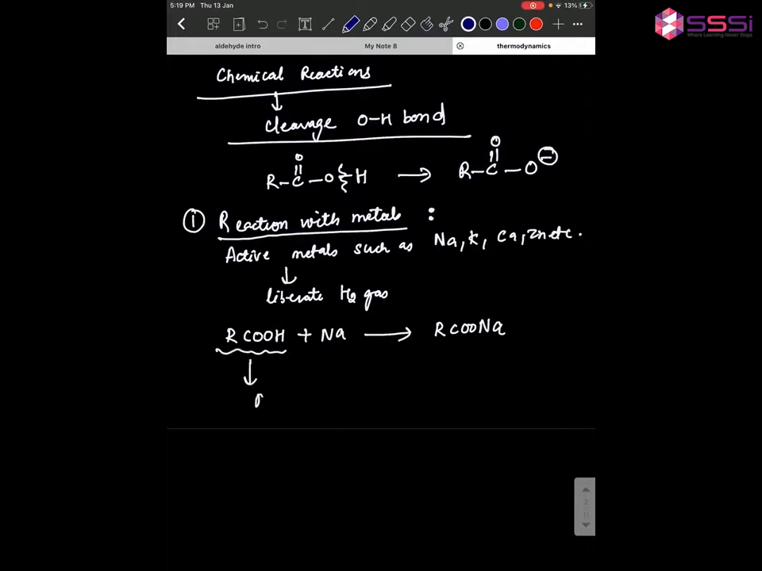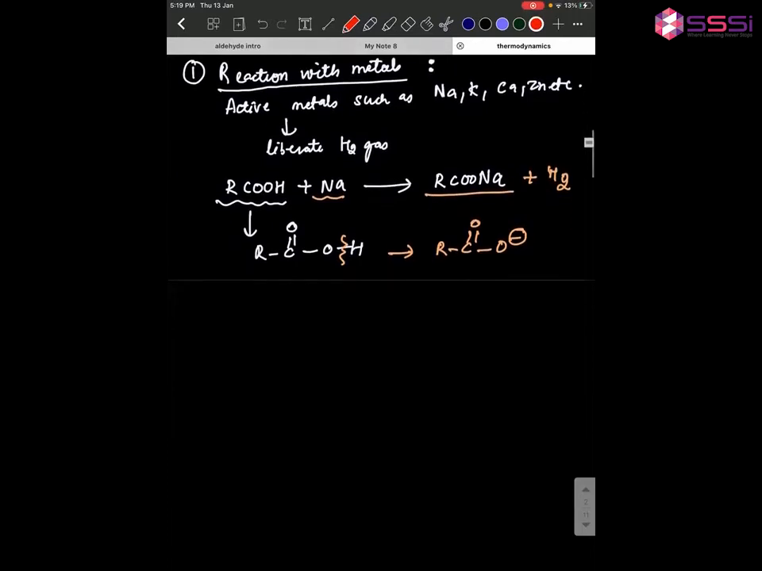Now, what is happening here? This is the carboxylic acid. The cleavage of this OH bond is occurring, giving RCOO negative. Then this Na metal combines with this RCOO negative, forming RCOONa, and hydrogen gas is being liberated here.